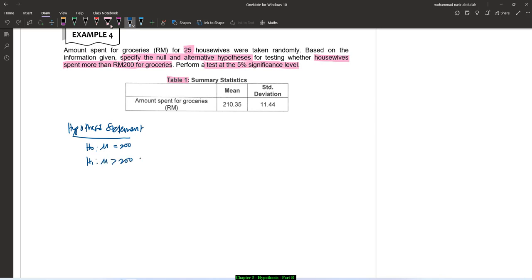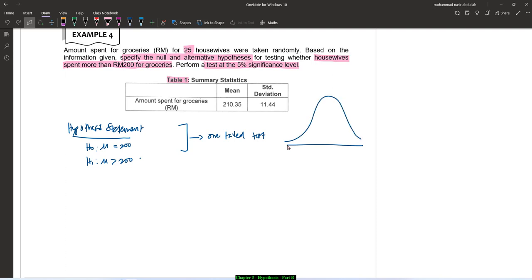Very simple. So we know from here this is a one tail test. How do we know that this is a one tail test? Because the alternative hypothesis is either more than or less than, right? If it is not equal, then it's a two-tail test. So what direction? It's on the right direction, the right tail, right? So it should be on the right.